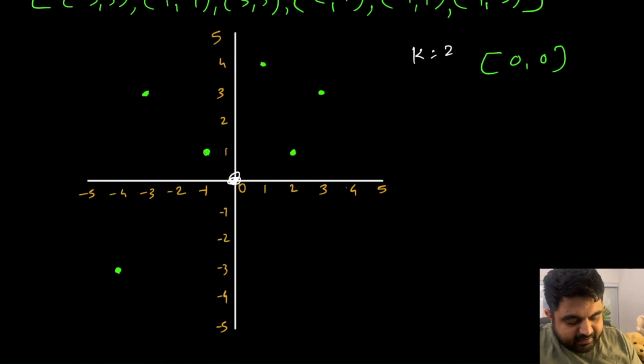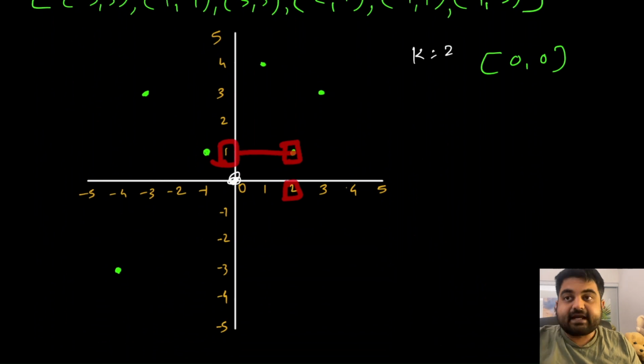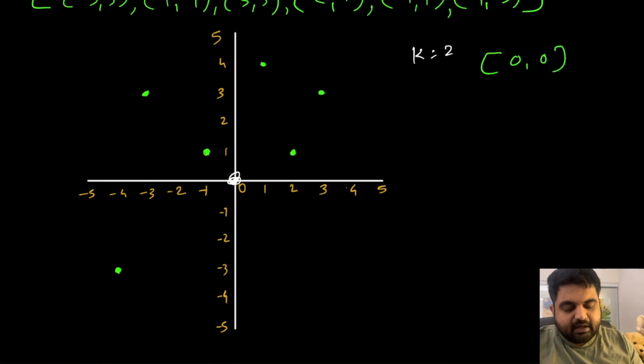So we can see that in this case, this is going to be the first closest point to the origin, and the second closest point is going to be this one. So we need to return this value 2 and 1 as the answer, as this is the second closest point to the origin.